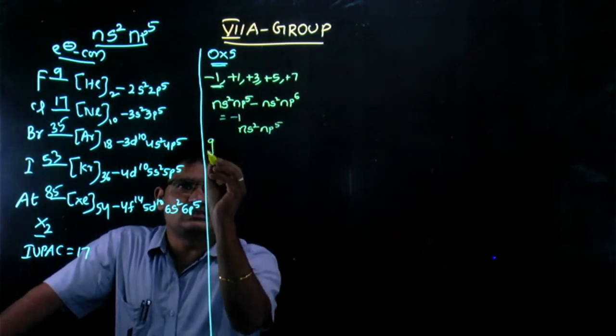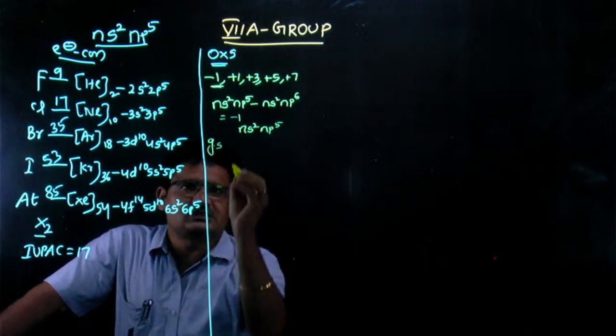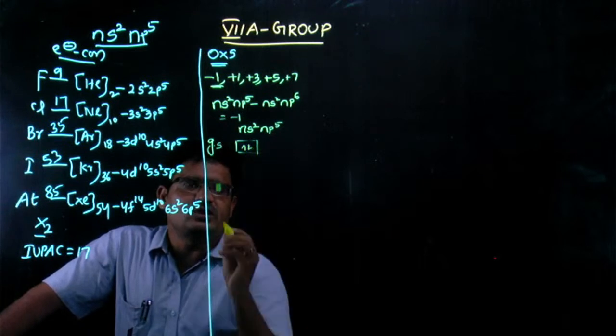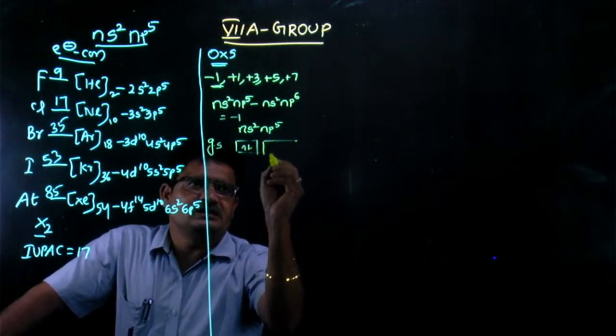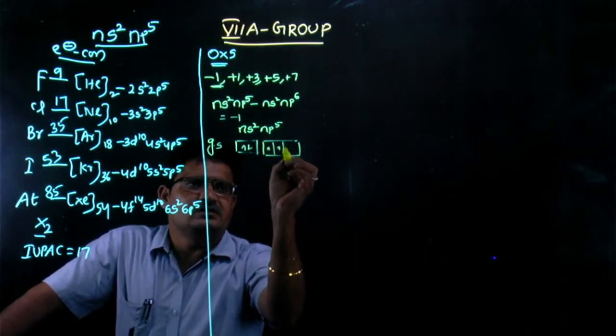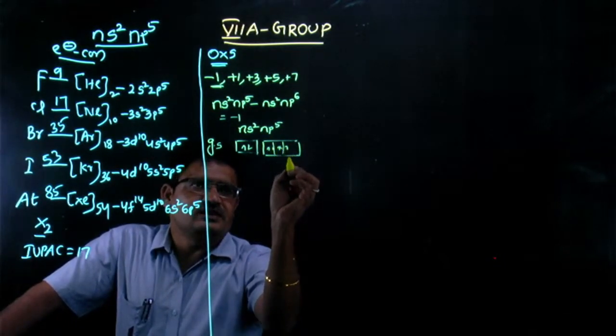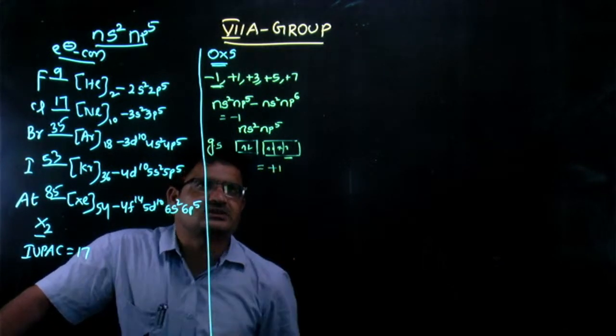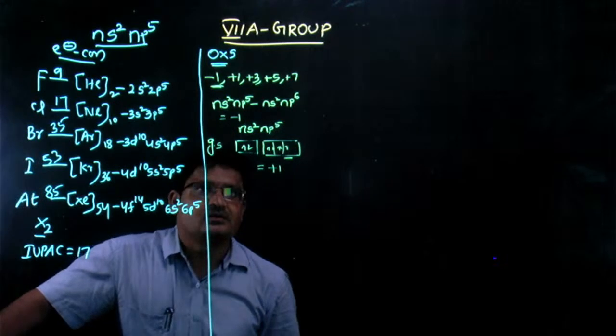This is in the ground state. In s there is 1 orbital with 2 electrons, and p contains 3 orbitals with 5 electrons. That's why one unpaired electron is there. That's why its oxidation state is +1.